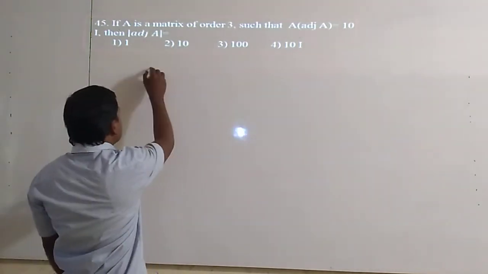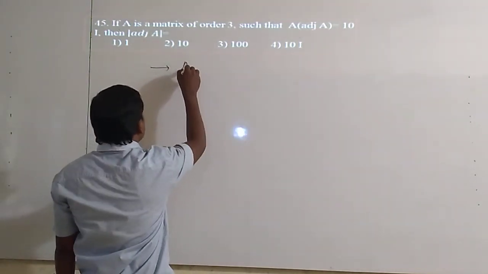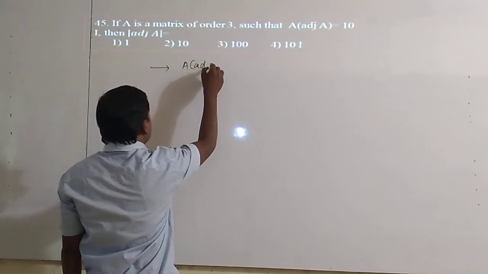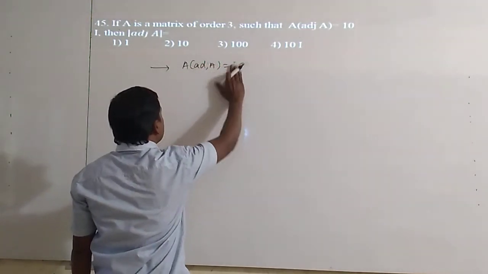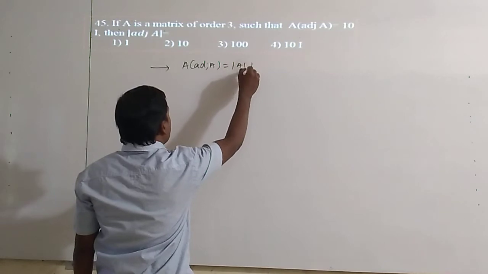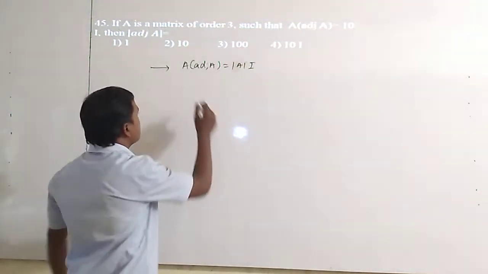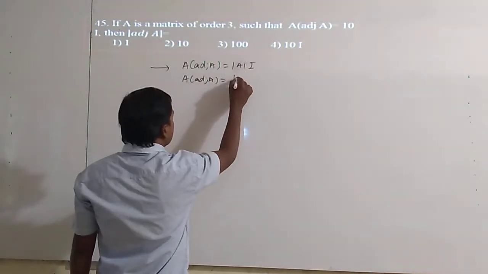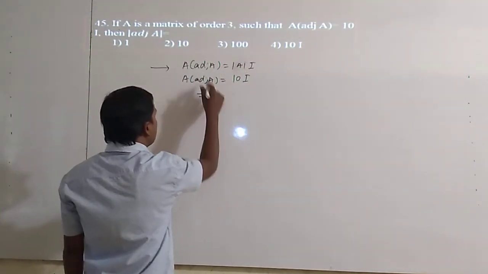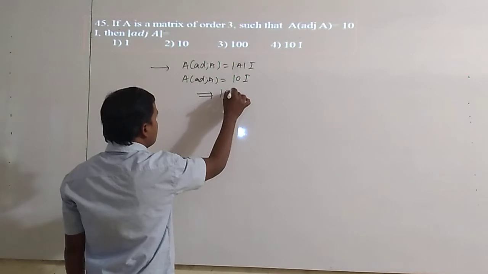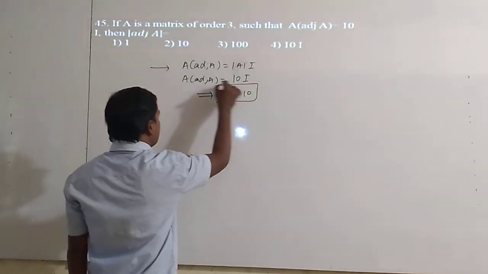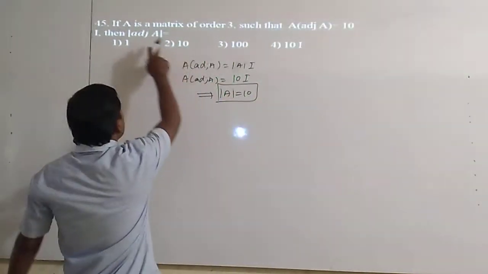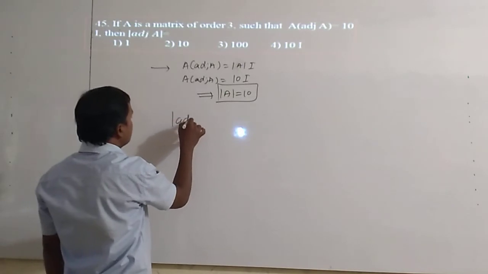So we already solved such types of problems. We know that A into adjoint of A is equal to determinant of A into I. We know this is a standard result. So A into adjoint of A, what they have given is 10 into I. Comparing these two, what is the value of determinant of A? That is equal to 10, is it right? Now we should find determinant of adjoint of A.